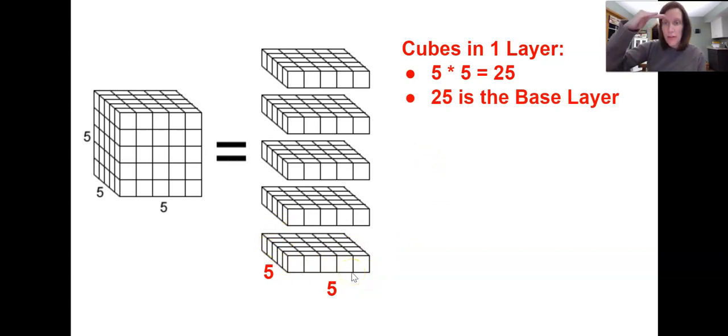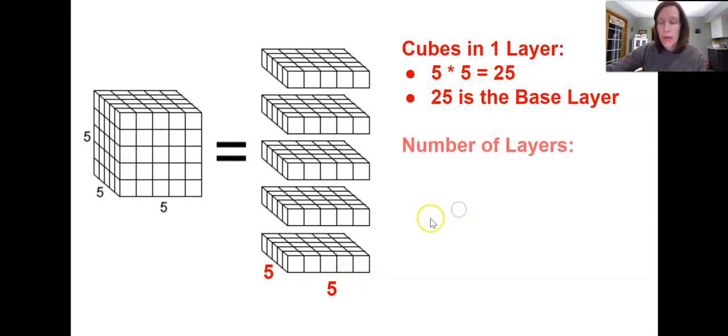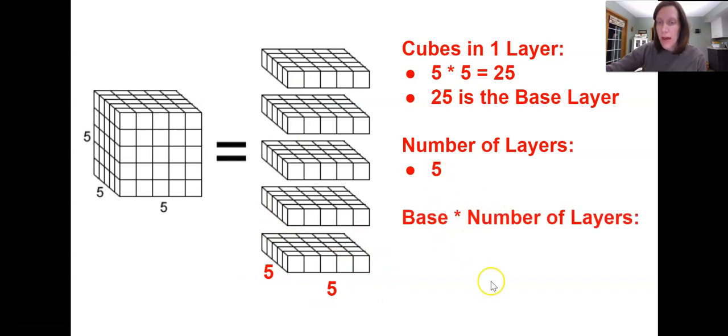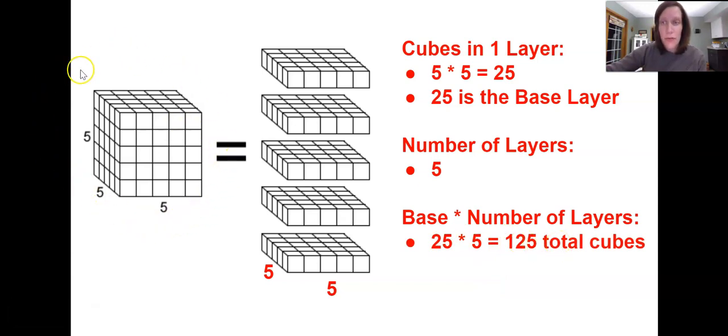But then we've stacked layers on top of that. So we want to count, how many layers did we stack up? 1, 2, 3, 4, 5. So we're going to take that base and multiply it by those 5 layers. 25 times 5 is 125 total cubes. So to make this entire cube, the volume would be 25 cubic units. Or sorry, 125 cubic units.